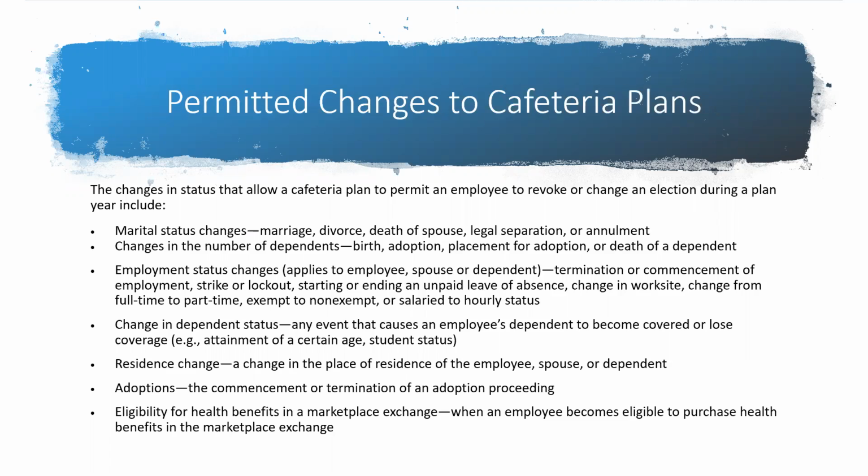Here are all the permitted changes to a cafeteria plan. Again, as I was saying, the marital status changes: marriage, divorce, death, separation; change in number of dependents, whether it be birth, adoption, placement for adoption, or death; employment status; change in dependent status, did they age out of the program? Residence change; adoption, again, commencement or termination of adoption proceedings; and eligibility for health marketplace purchases.